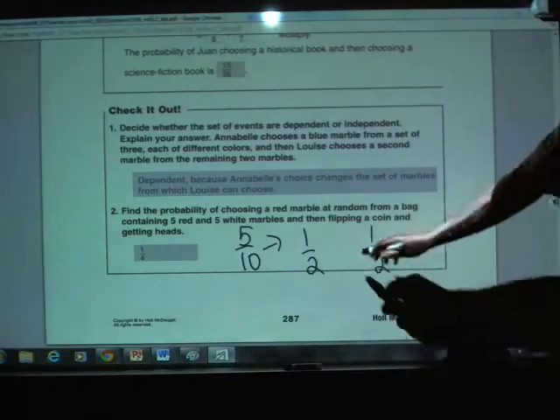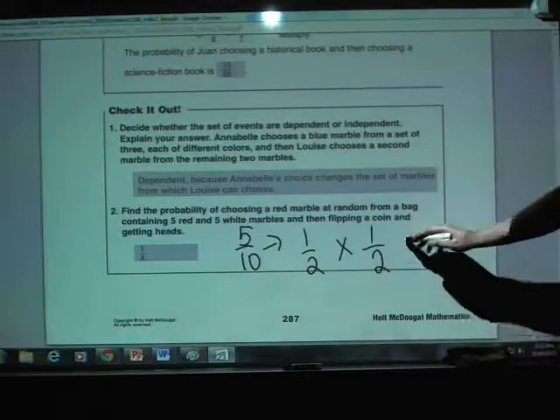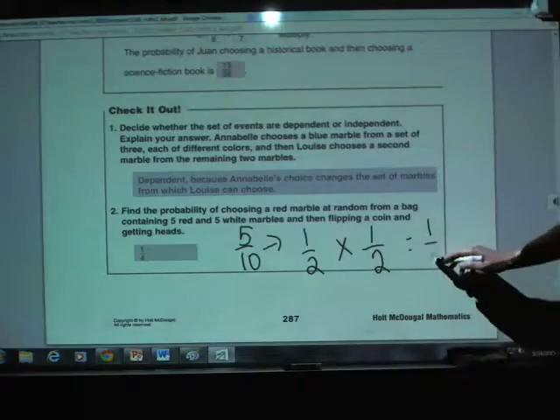To find the combined probabilities, again, I multiply. So I'm going to do 1 out of 2 times 1 out of 2. Well, 1 times 1 in the numerators makes 1. 2 times 2 in the denominators makes 4. So there's a 1 out of 4 chance of me picking a red marble and then flipping heads on a coin.